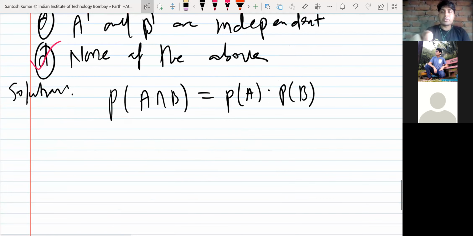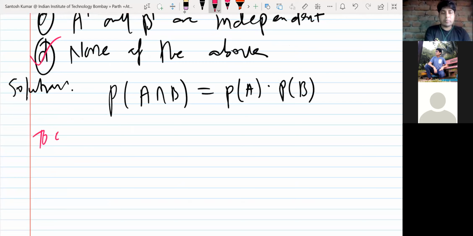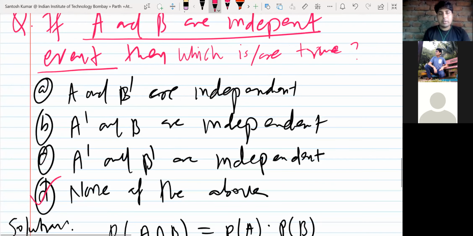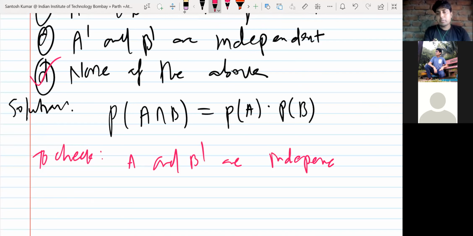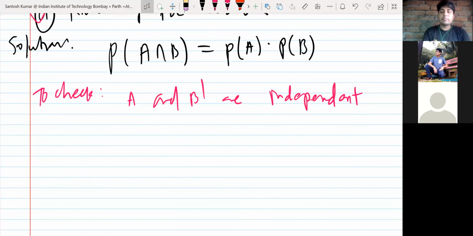Okay, so I want to check. The question is to check because we don't know if it's true or false. A and B complement are independent. So what will be the meaning of this mathematically? A and B complement are independent. What will be the meaning of this line mathematically? Like I have written this as the meaning of A and B are independent.